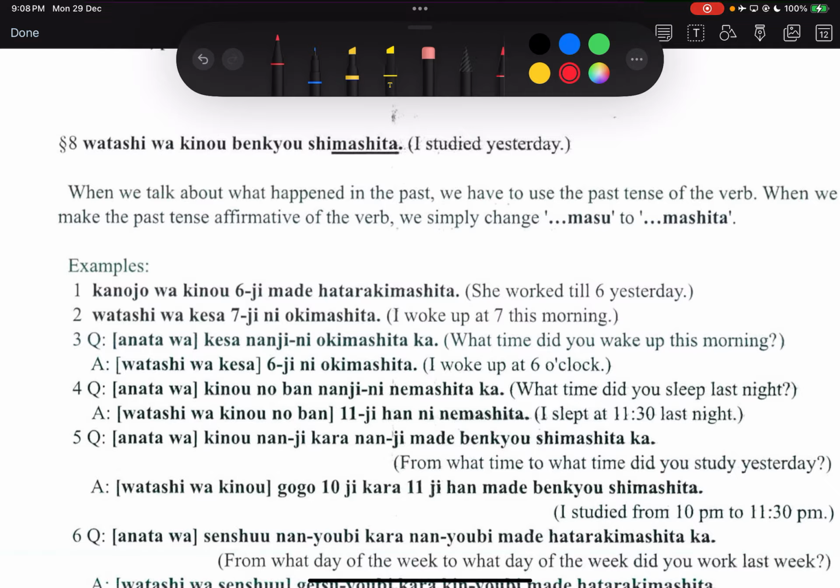So kesa is this morning, right? So why do we still use past tense? I mean, if you're talking about kesa, it means already happened, already over. Kesa, this morning. So the morning must be over already. Unless you talk about tonight. Okay, tonight means it hasn't even reached yet. So kesa will most likely be past tense. Okay.